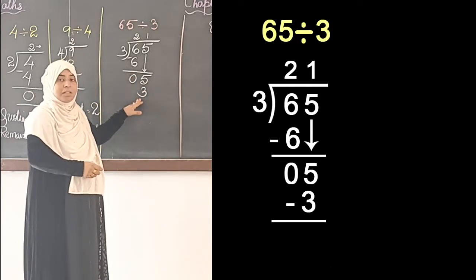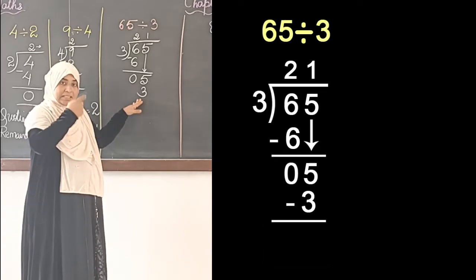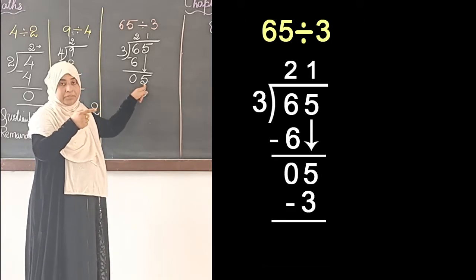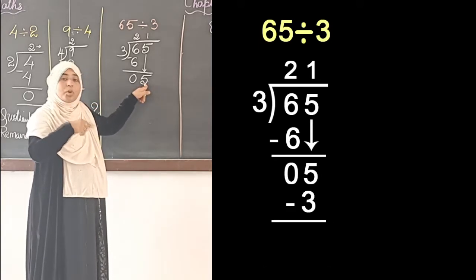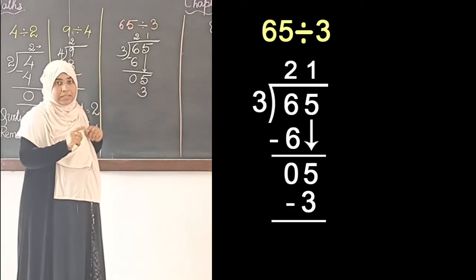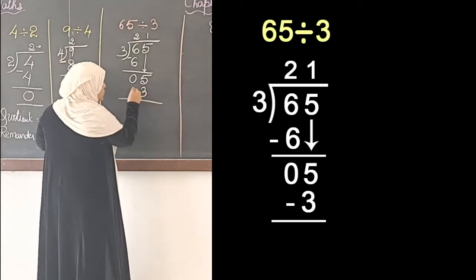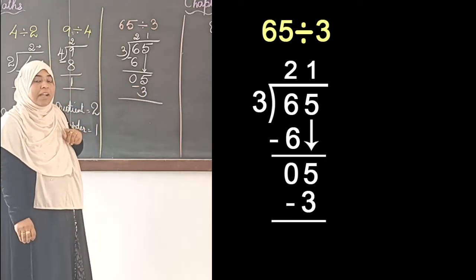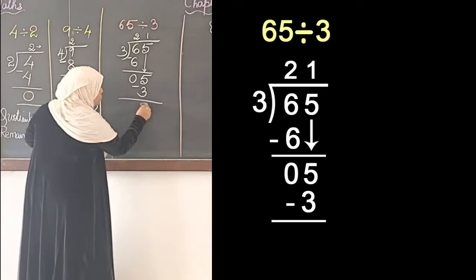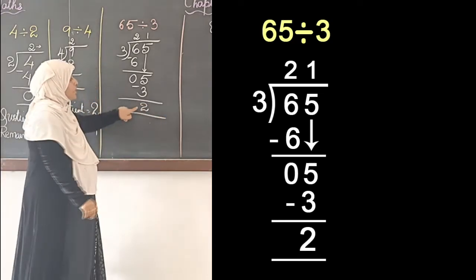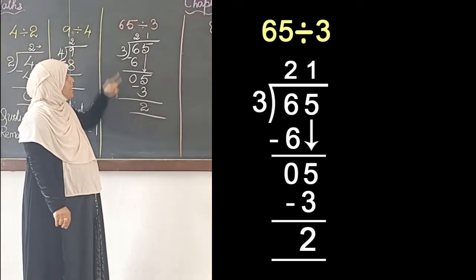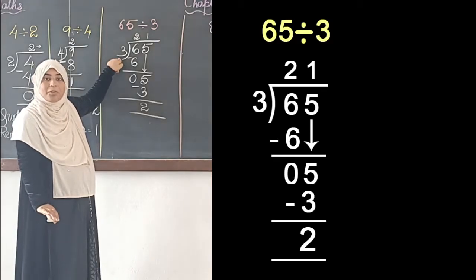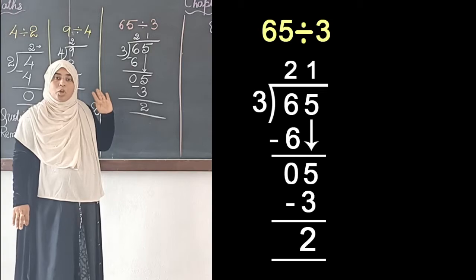Why did we take 3? Because in the table of 3, the next number that we get, 3 twos are 6, is greater than 5. We have to take a number which is smaller than 5, so we went for 3. Now again we have to subtract these two numbers. 5 minus 3 is 2. So 2 is our remainder, because we cannot divide 2 again with 3, since 3 is greater than 2. We will not get 2 in the table of 3. So that is the end of the long division.